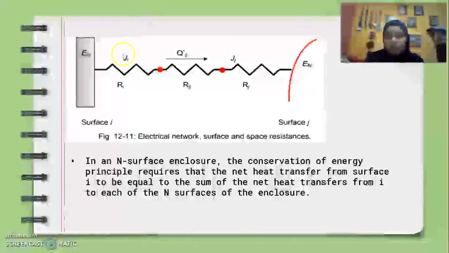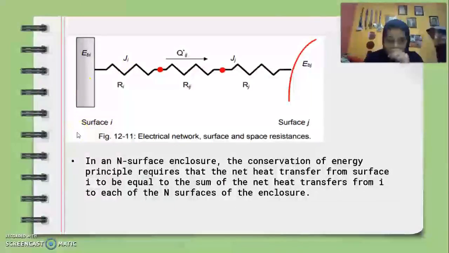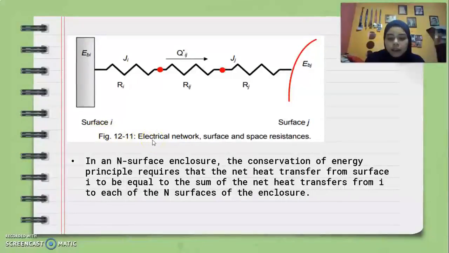As you can see in the figure, it shows the electrical network of surface and space resistances. Shown here are Q dot ij, J i, J j, E bi, E bj.